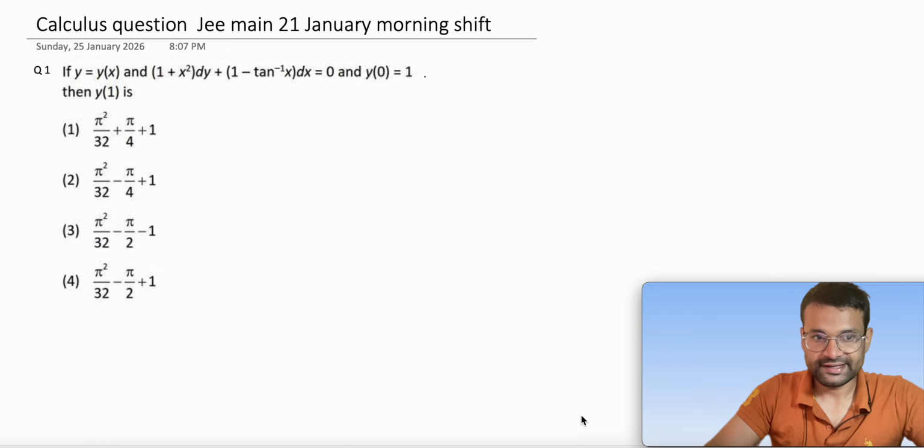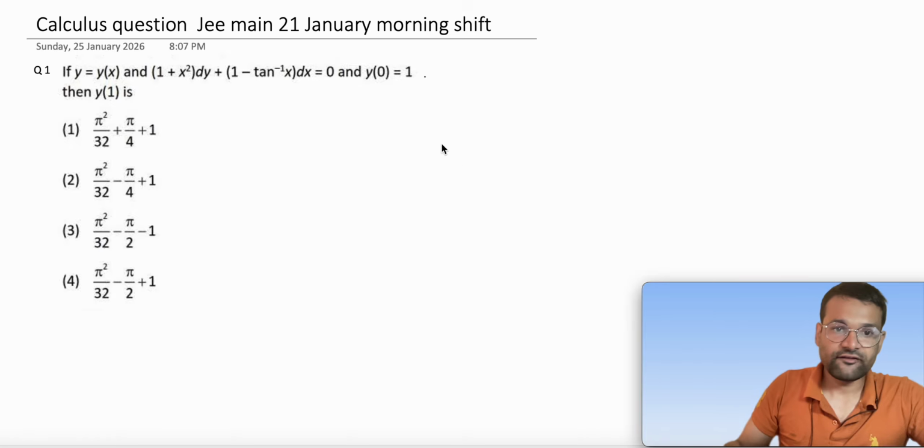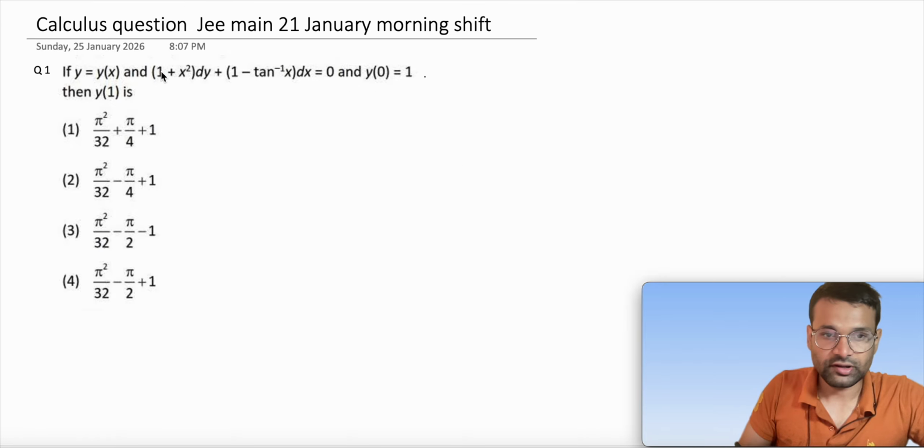Today I am going to discuss the questions asked last week in JEE Mains. Our first question relates to differential equation. Here is the given differential equation: (1 plus x square) dy plus (1 minus tan inverse x) dx equal to 0. The initial condition was given, y(0) equal to 1, and it asks us the value of y(1). So how do we solve this question?